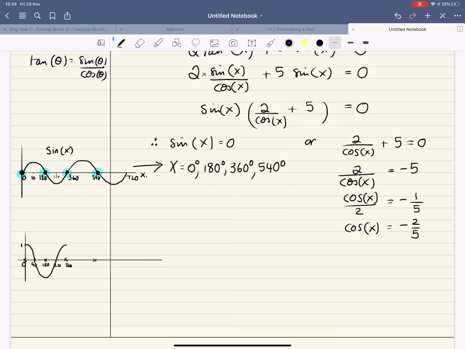And then we need to go to 540, which is another 180. So it's going to come down like this. Okay. Like so. Because the next low point after 360 will be 450 when you add on 90, and then 540.